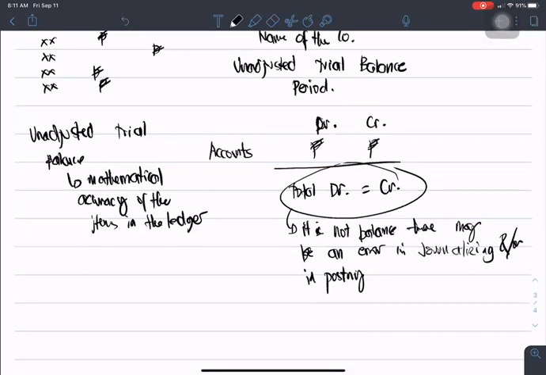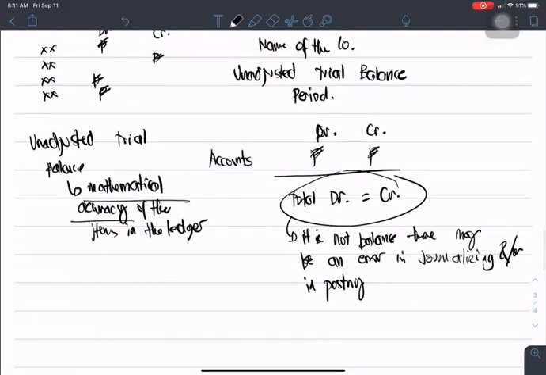And since it shows the mathematical accuracy of the balances in our ledger or in our journal, what does your unadjusted trial balance reveal? So what errors are revealed by the unadjusted trial balance?